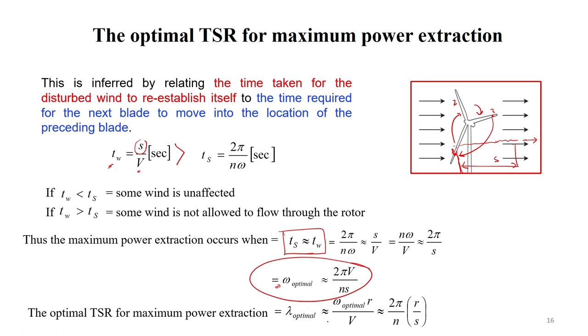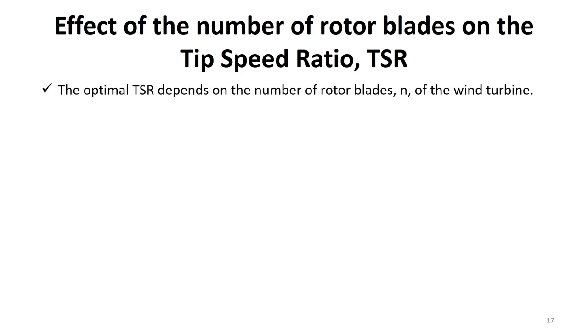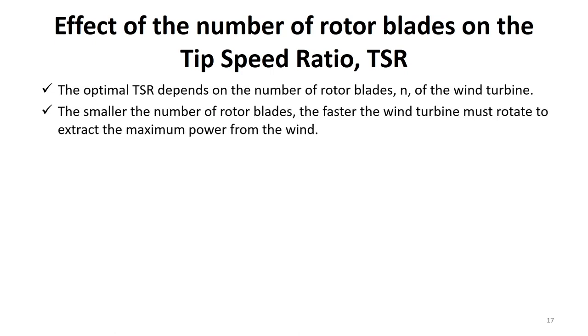So this will be lambda optimal equals omega r by v, where omega optimum has to be considered here. So it will be 2 pi by n into r by s. Now, if we have to study the effect of the number of rotor blades on the tip speed ratio, we need to consider the values of n. If we vary n, what will happen to the tip speed ratio? The smaller the number of rotor blades, the faster the wind turbine must rotate to extract the maximum power from the wind. For example, a single-bladed turbine has to rotate very fast to provide the same power output compared to a three-bladed system. But that is problematic because it will generate a lot of vibration and friction, so that is not encouraged.